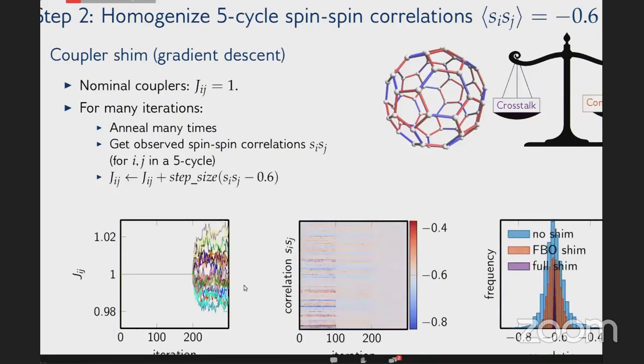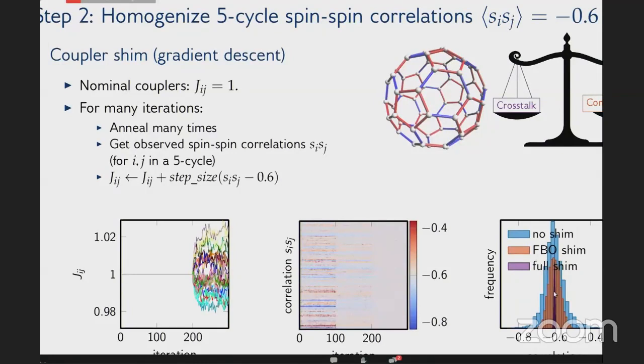So I'm going to turn on the previous flux bias offset shim that I already showed after 100 iterations. And then after 200 iterations, I'm going to show the coupler shim. So already just balancing the qubits individually at degeneracy reduces a lot of the correlation systematics that you see, but some remains. And then as before, this is almost immediately quashed by the calibration refinement. So these are the histograms for no shim, flux bias offset shim, and the full shim with both flux bias offsets and couplers. And now we're getting much, much better statistics.